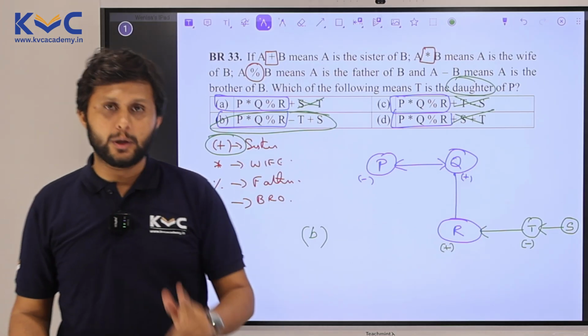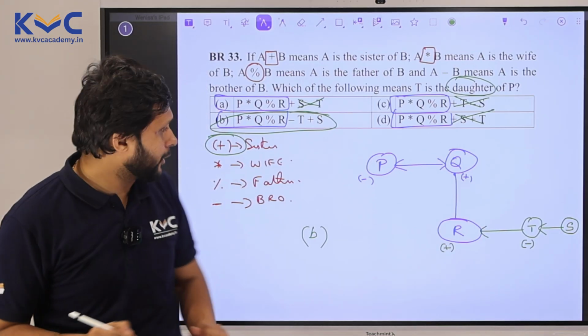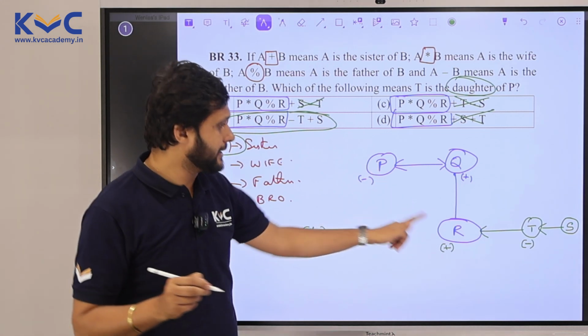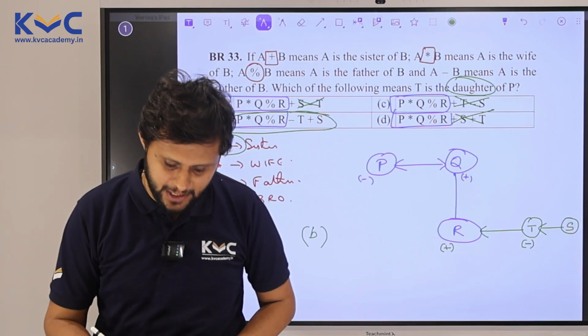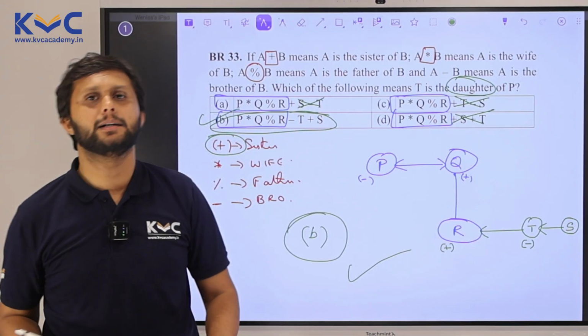Now, which of the following means T is the daughter of P? So we have to see from P. From here, from P we will have to see T. Only one we know for sure: she is the daughter. Option B is the right answer.